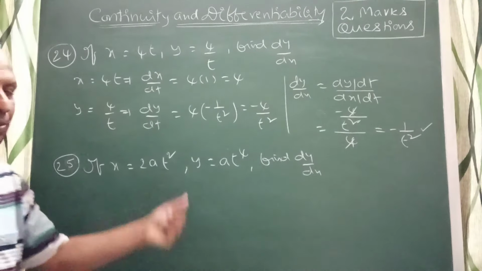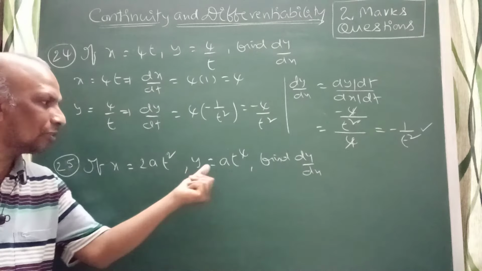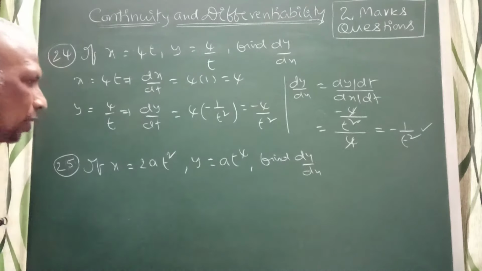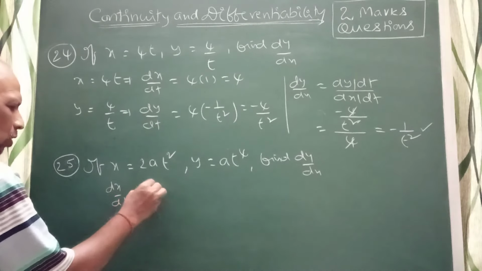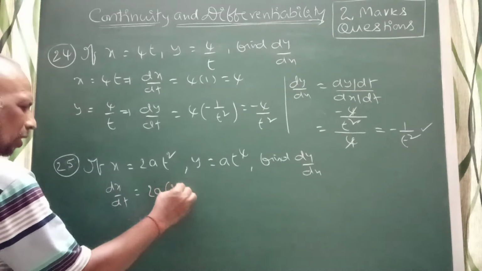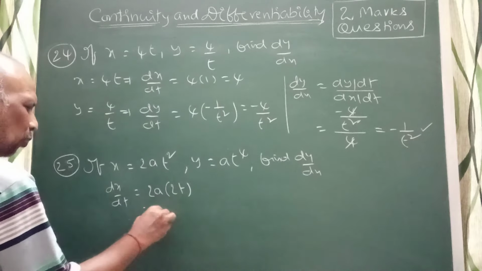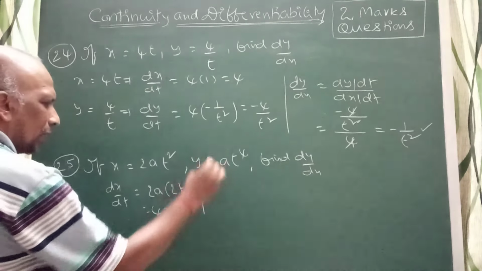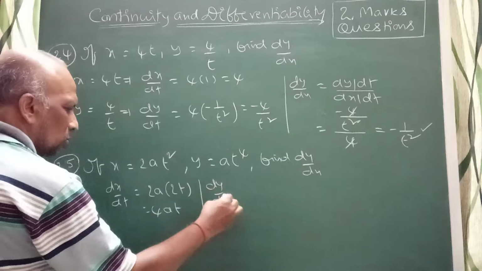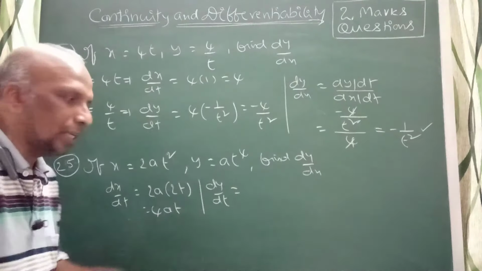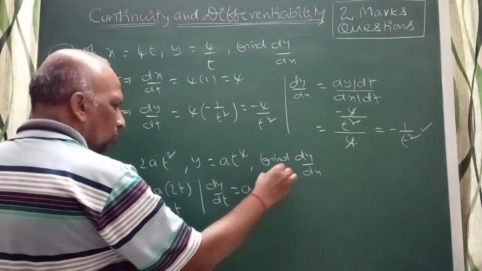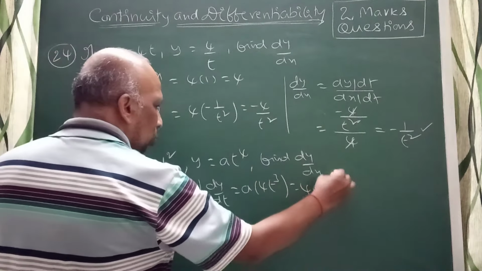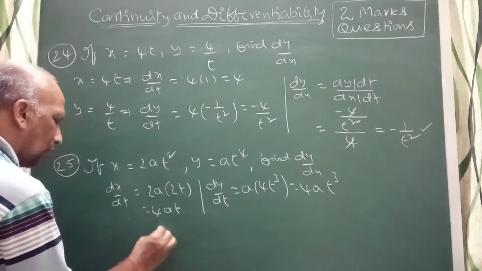Now coming to this, x equal to 2at square, y equal to at power 4. We can find here dx by dt. 2a derivative of t square, 2t, right? You will get 4at. You take dy by dt. Now you write the y value, then you find dy by dt. A into t power 4, 4t cube. 4at cube, right?